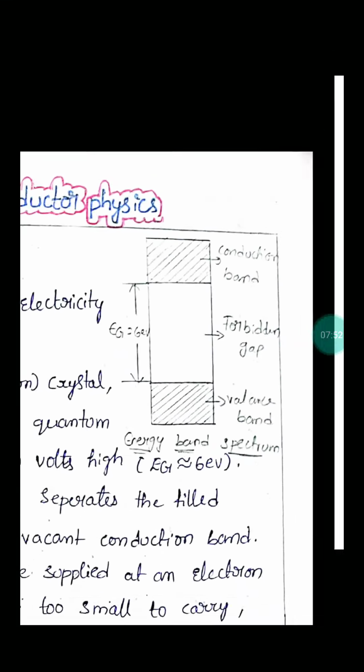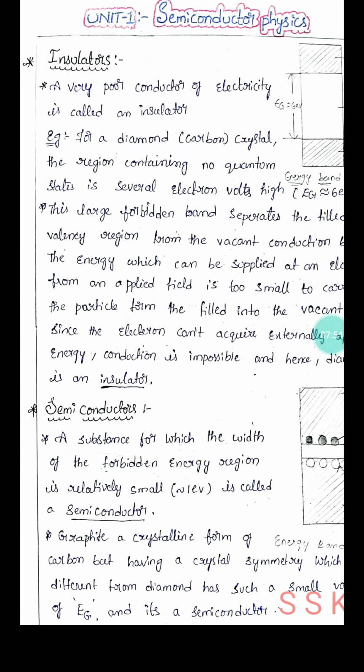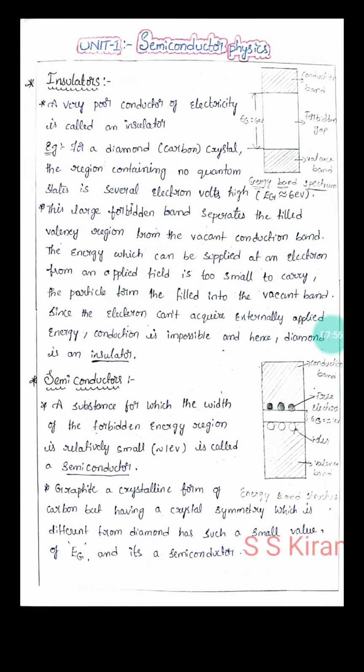Okay. Now, what are the different examples of insulators? You can take diamond, plastic, rubber. These are all what we can call insulators. The first and main point is that a material that is a very poor conductor of electricity is called an insulator.